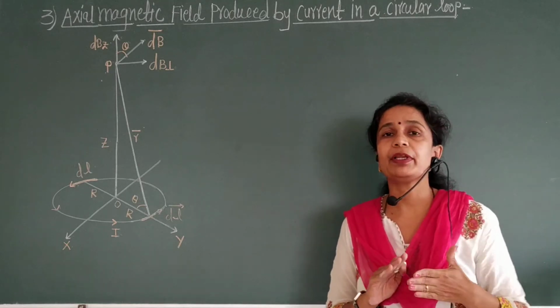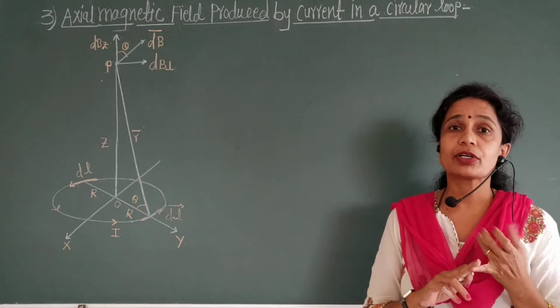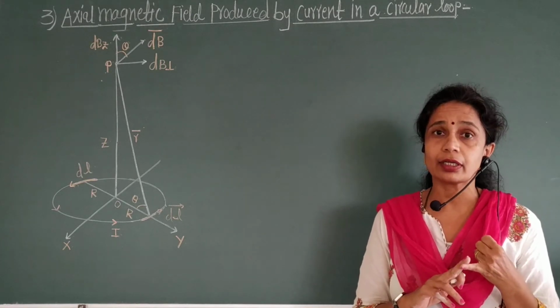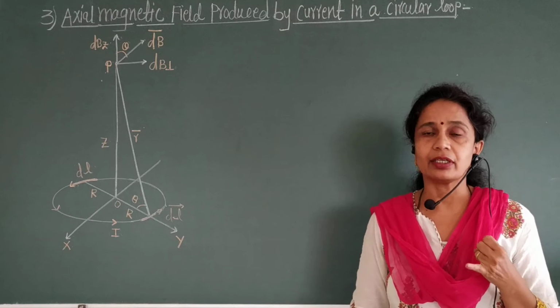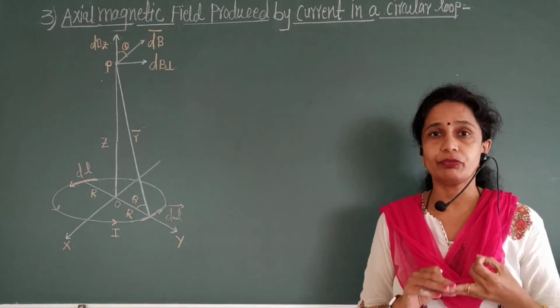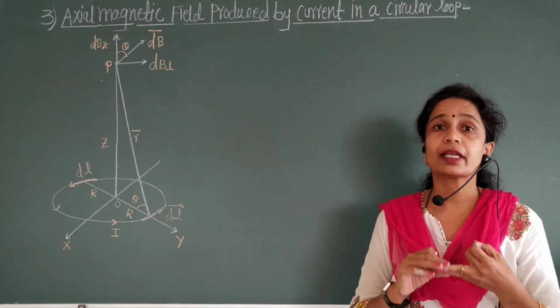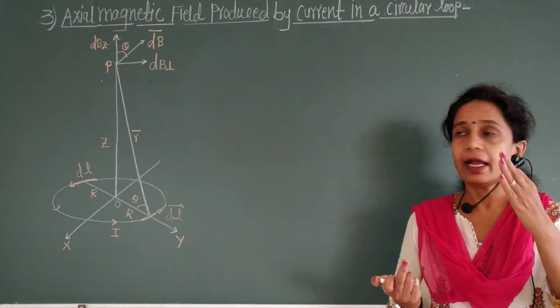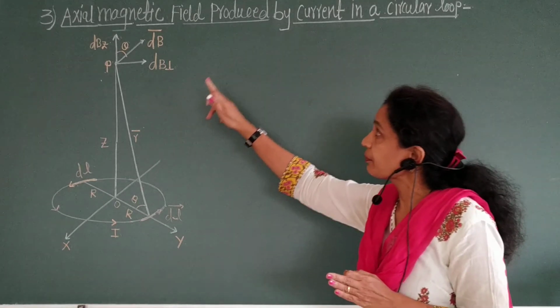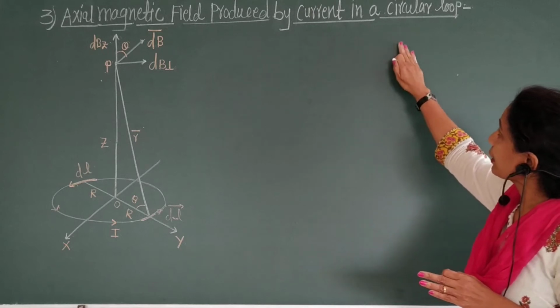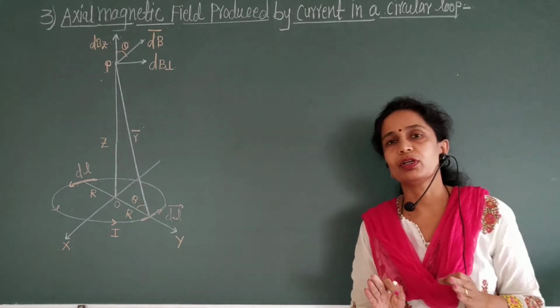There are three applications of magnetic field. First one is magnetic field due to a current carrying straight conductor. Second application is magnetic field due to a current carrying arc of a circular coil, and third application is axial magnetic field produced by current in a circular loop.